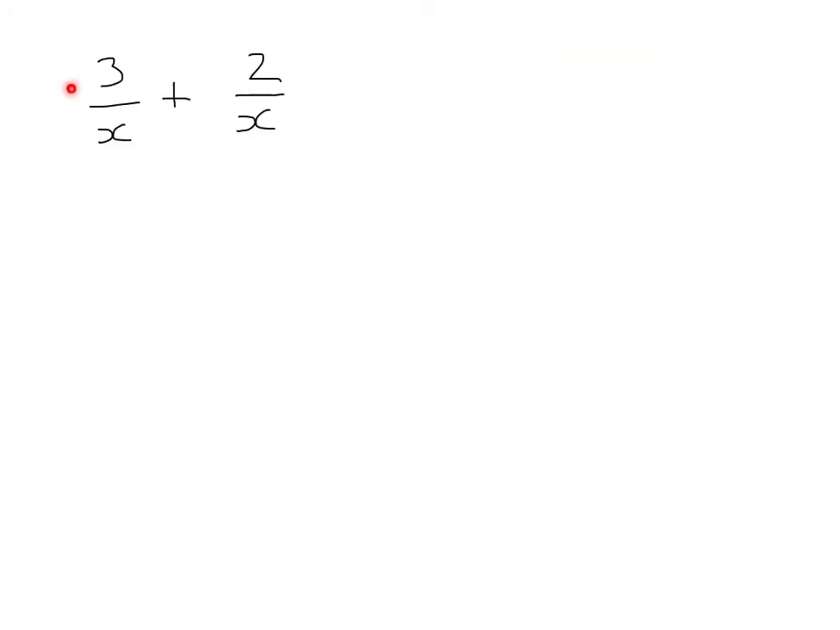In this example, adding these two fractions is actually even easier. Both of them have the same denominator. So straight away, we know that the result of adding them together is going to be a fraction with the same denominator again, x. And then we can simply add 3 and 2 together to get 5.